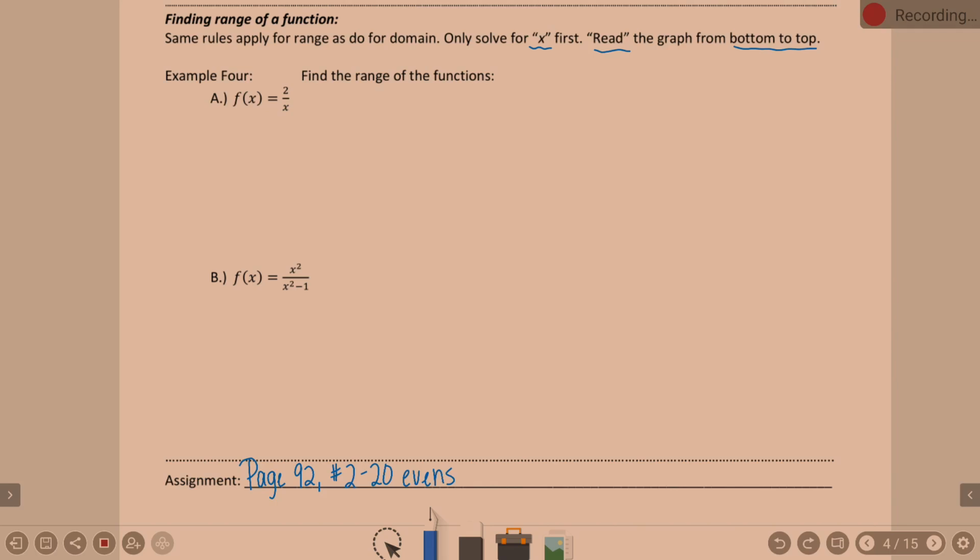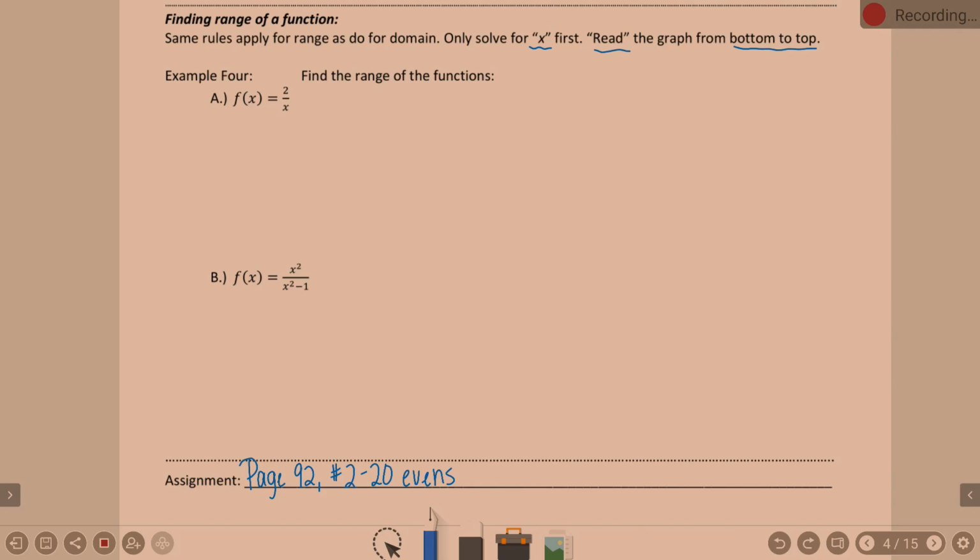I'm going to tell you up front, on range, most of the time, I'm going to tell you to read the graph. Plug it in your calculator, try and figure out what's going on bottom to top. If you solve for x first, which we're going to do on this first one, the problem with solving for x first is it's not always easy to solve for x. It's not always very doable. So if you solve for x first, though, you can use the same ideas of square roots must be positive and denominators can't be 0.